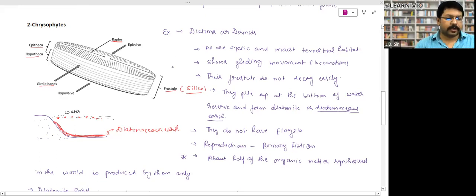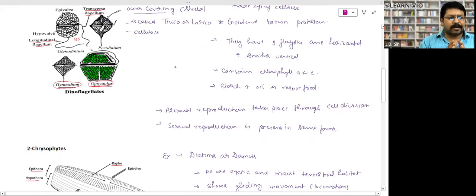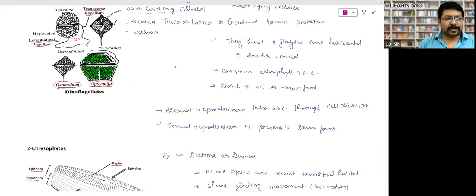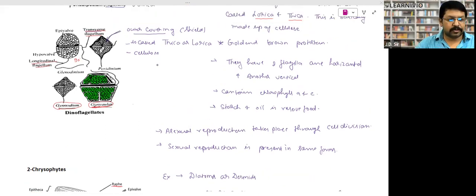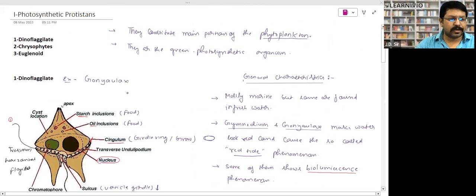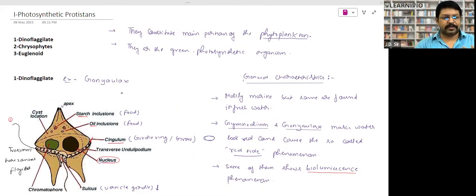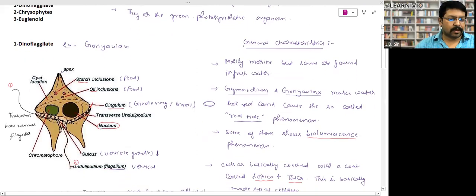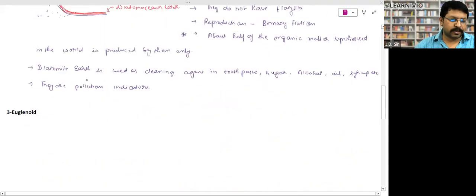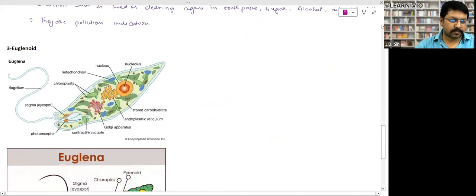Great. This is a bit uninteresting part, but you have to do this, right? So that's why I am frequently asking you, is it clear or not? Because these are organisms which we generally do not see in our daily life, so it is really hard for us to internalize. The third one is euglenoid.